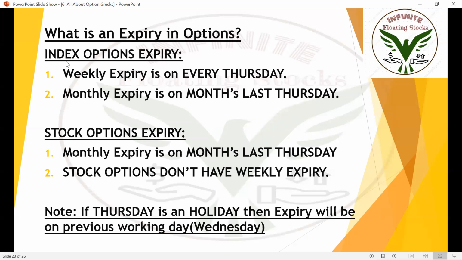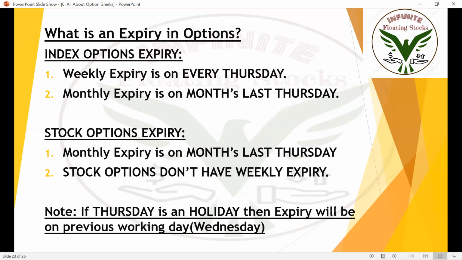There will be different expiries for stocks and for indices. For index, there will be weekly expiry and monthly expiry; weekly expiry is on Thursday and monthly expiry is on the month's last Thursday. For stocks, monthly expiry is on the month's last Thursday. That's the same, but stock options don't have weekly expiry. This is a very important point you need to remember.